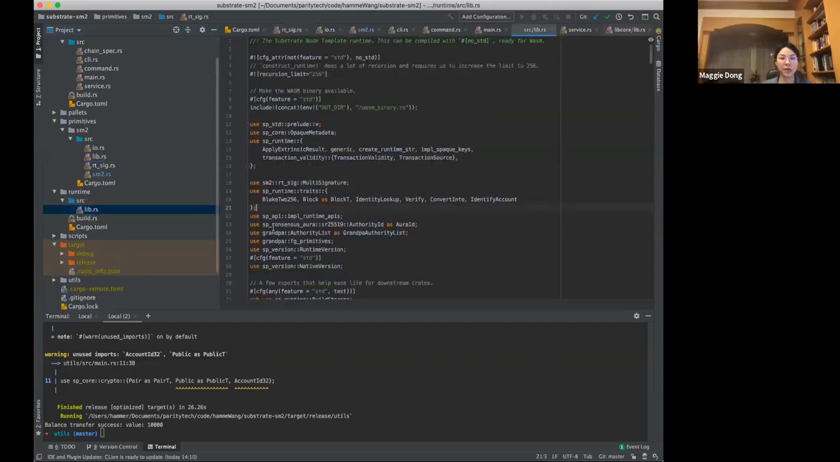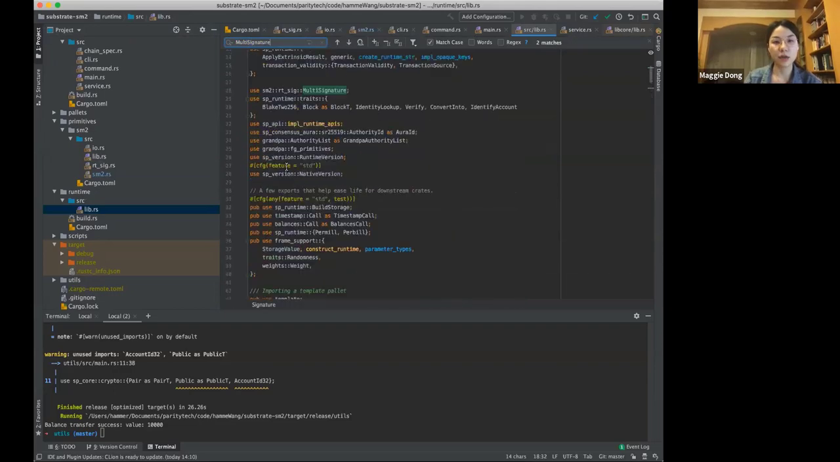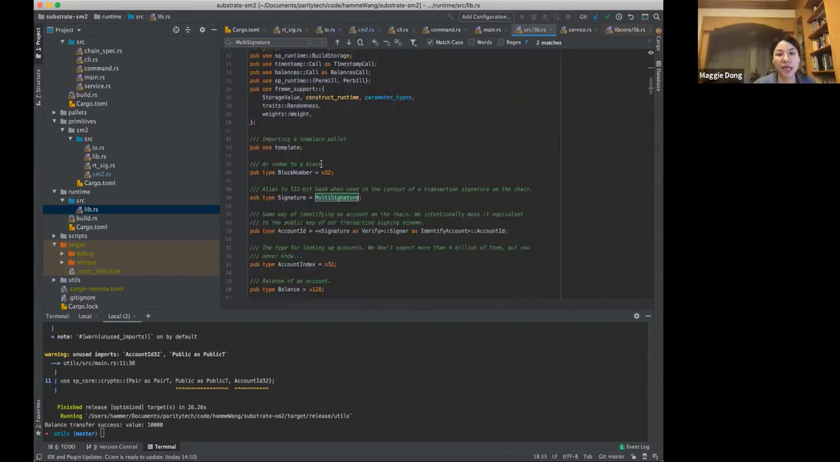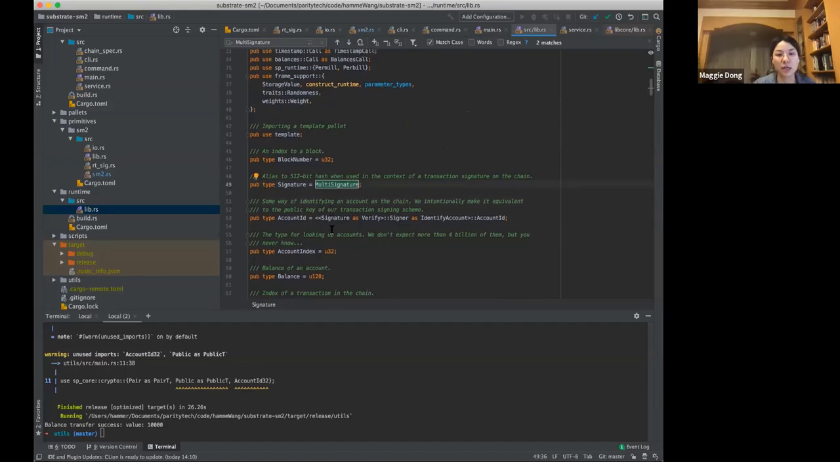Yeah, I believe in the runtime, we just need to replace it with our new multi signature, and then replace it with the type signature here. And so I think the whole node will use the newly defined multi.